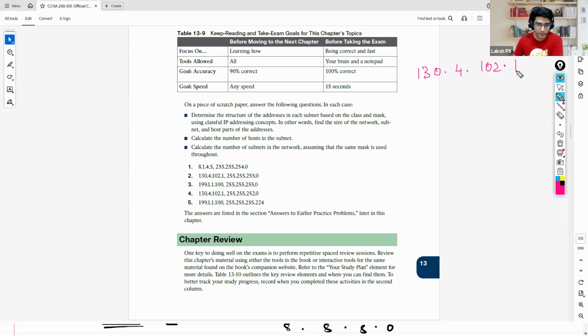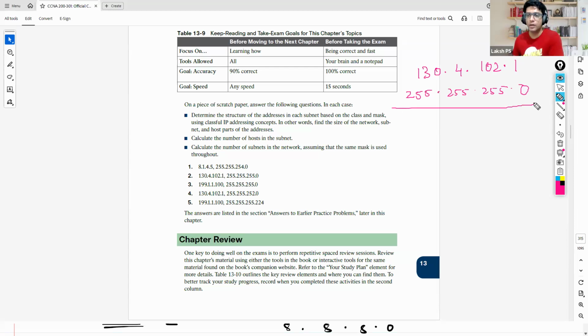So we have 130.4.102.1. This is the IP address. Okay, and the address mask is 255.255.255.0. This is the address mask. Okay, that's a pretty simple one. No problem. Let's try to calculate for this one.